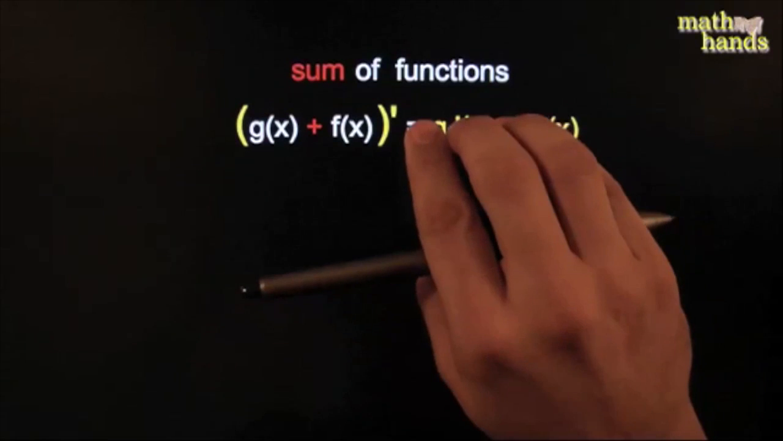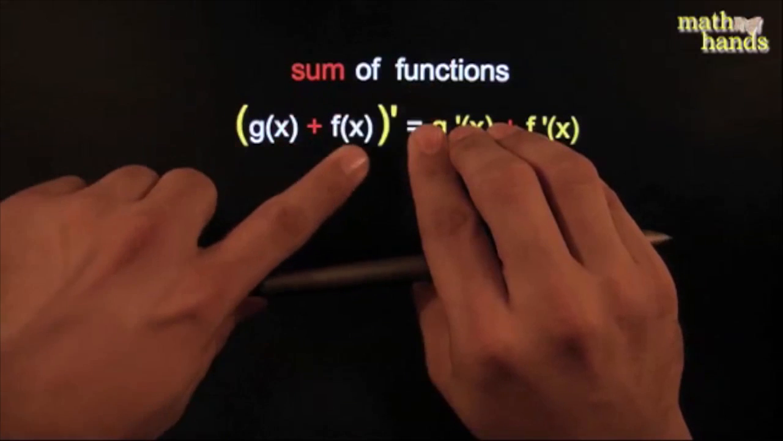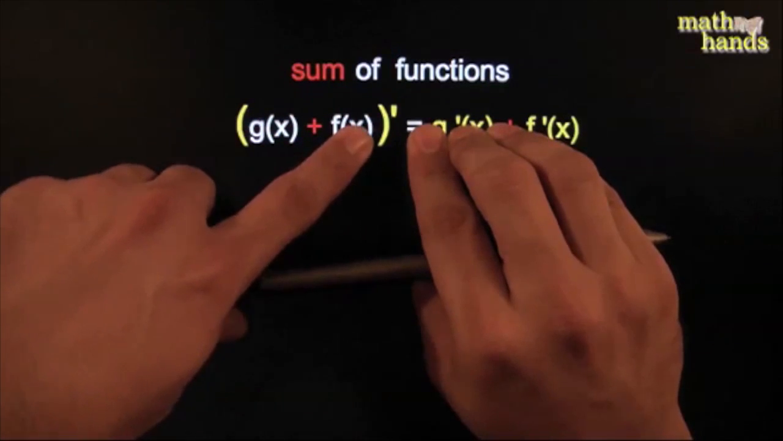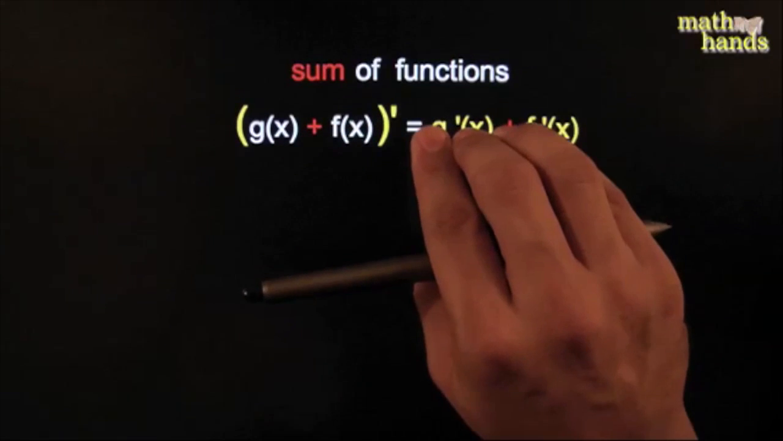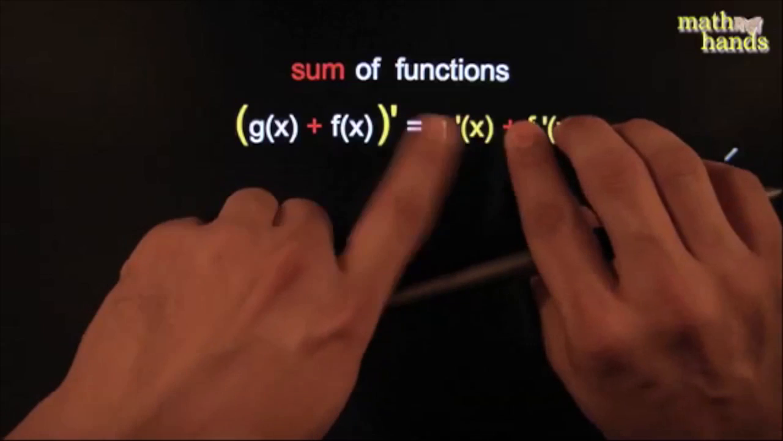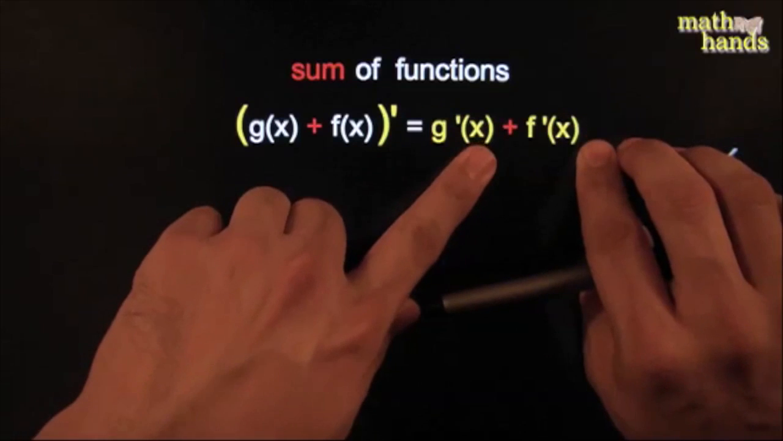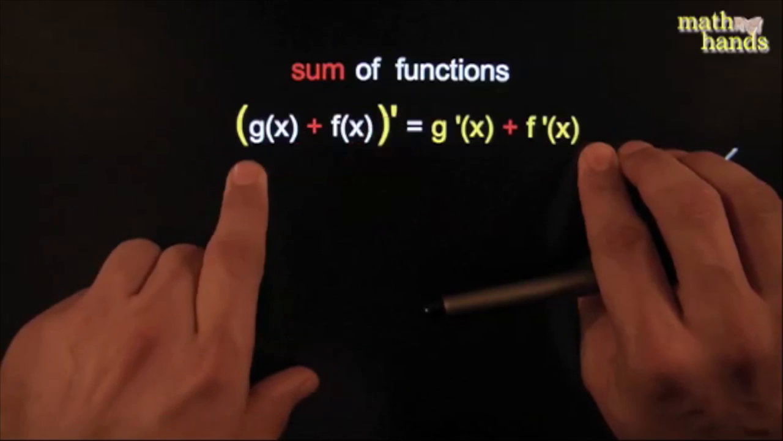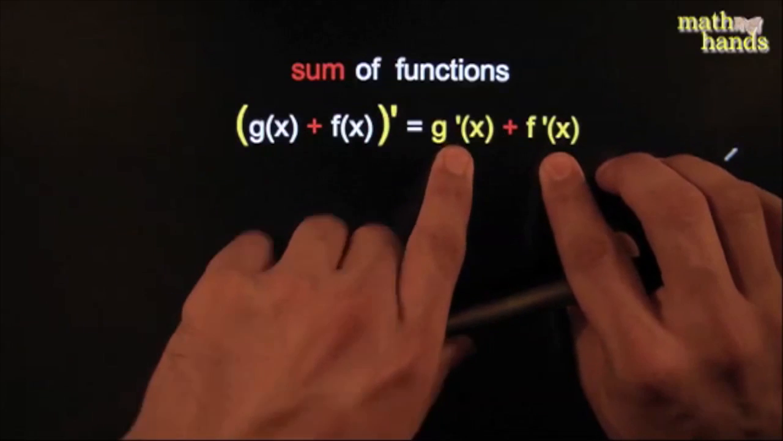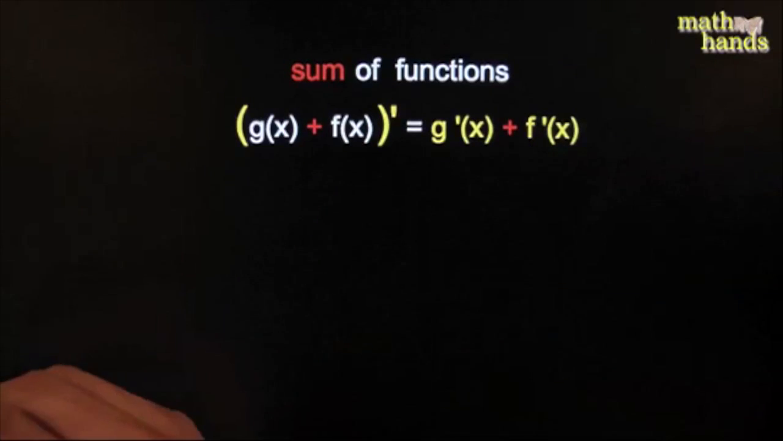For example, what happens when you have the sum of functions and you wanted to take the derivative? This is exactly as you would expect it to be. You would do each derivative piecewise separately, and then you would add them up. Meaning that the derivative of the sum is the sum of the derivatives. No big surprise here. Let's see how you would actually apply it.